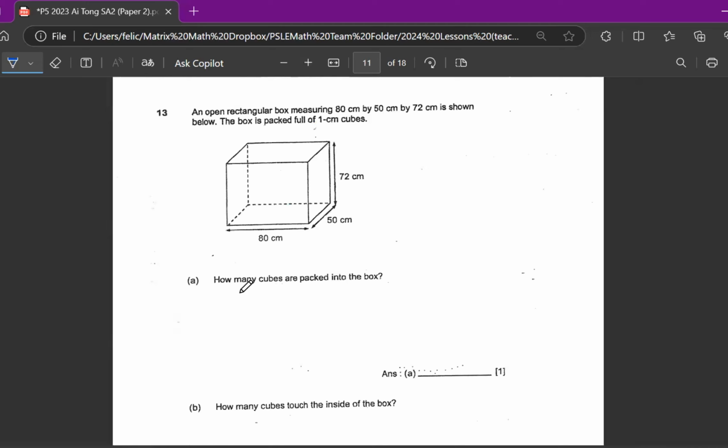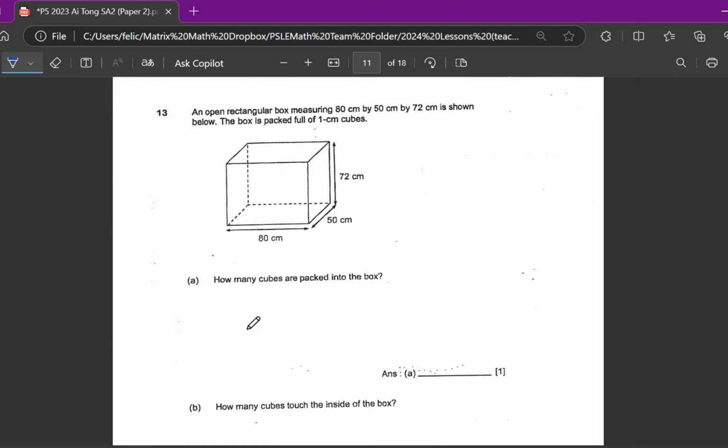Now for this question, when it asks for how many cubes, notice that all the cubes are made out of 1 cm cubes. So simply, if it's 1 cm cubes, you will know that along the length, you can pack 80 cubes because 80 divided by 1. So 80 cubes here. Same for along the breadth. If it's 1 cm, it's very easy to work with. There will be 50 cubes here. Same for the height, there will be 72 cubes here.